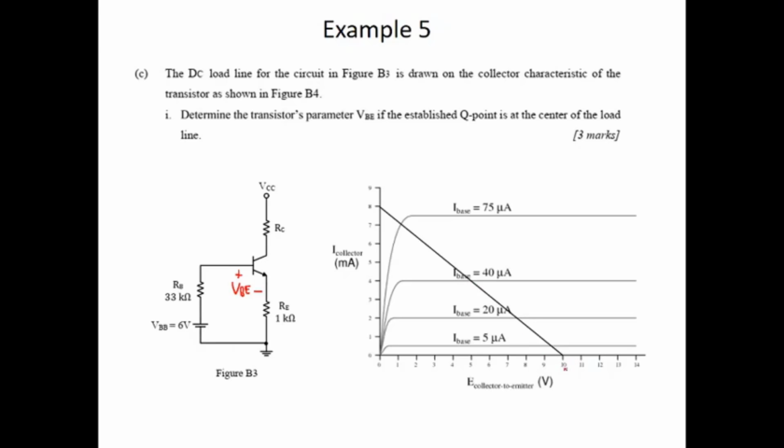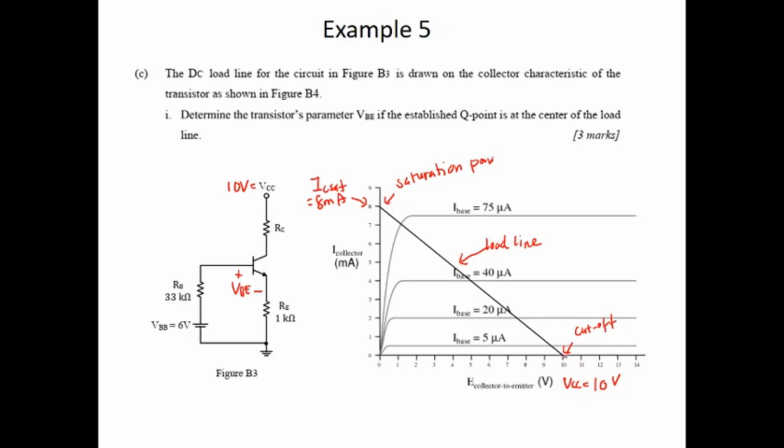See here, this is the load line, and this is the cutoff point, and this is the saturation point. This is the IC saturation equal to 8 milliampere, and the cutoff is equal to VCC. So you know that VCC is equal to 10 volt.